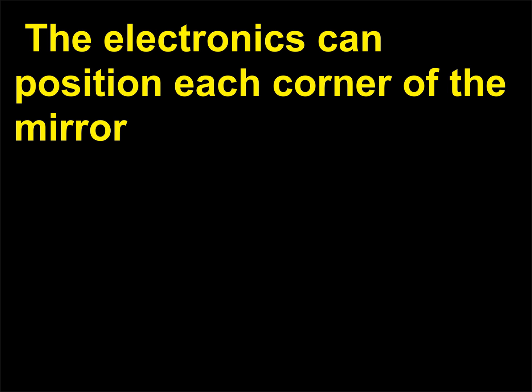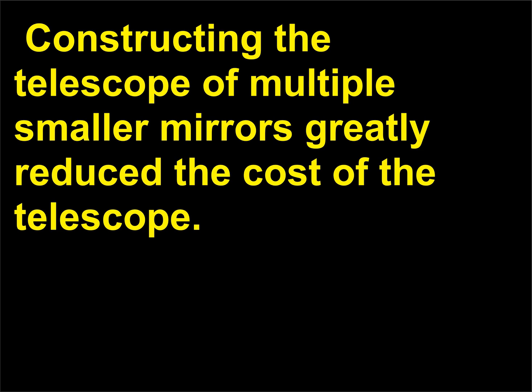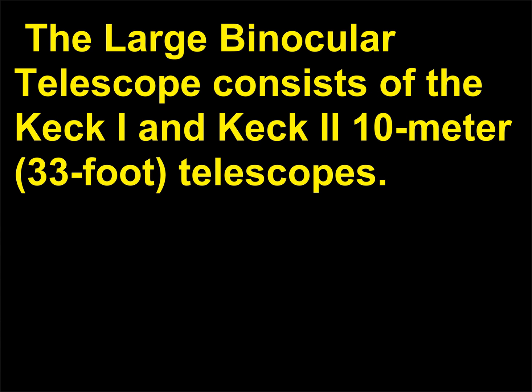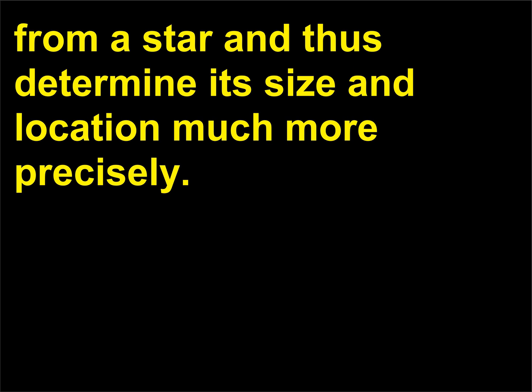The electronics can position each corner of the mirror to an accuracy of 4 nanometers to create the final image. Constructing the telescope of multiple smaller mirrors greatly reduced the cost of the telescope. The Large Binocular Telescope consists of the Keck I and Keck II 10-meter, 33-foot, telescopes. When they are used together, they can detect the interference of light from a star and thus determine its size and location much more precisely.